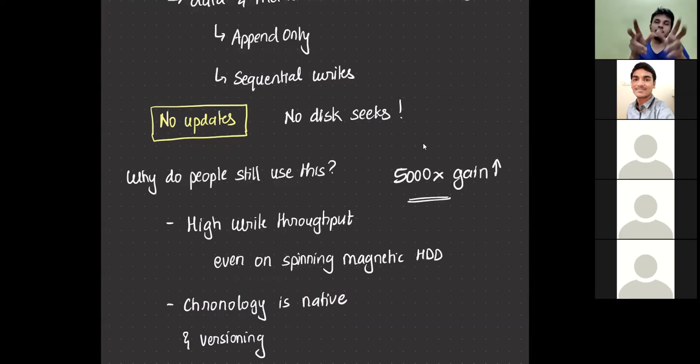Why disk seek? Because disk seek is the most expensive part when you're doing a disk IO with magnetic storages, with spinning disk hard disks, right? That's where it is the most expensive part. So log structured storages leverage that.